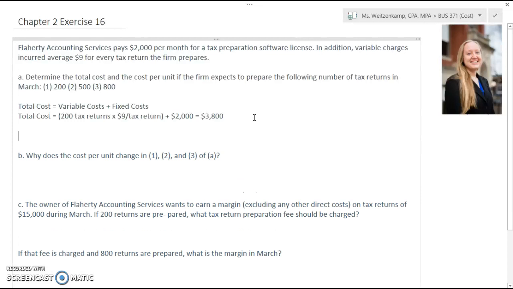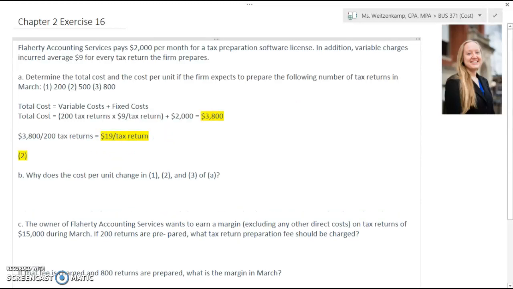Now let's determine the cost per unit. So if we have total costs of $3,800 and we divide that by the number of units, in this case we are producing 200 tax returns, we can come up with the cost per tax return. In this case, that is $19 per tax return. So this is assumption 1. Our total cost is $3,800 and our cost per tax return, or cost per unit, is $19.